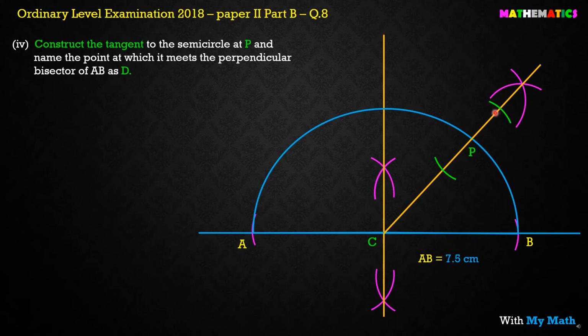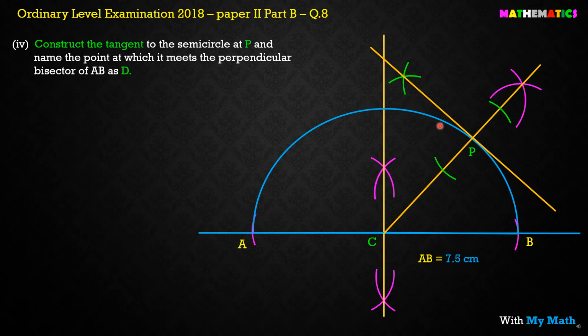Then I put my pair of compasses here and draw these lines. I put here and draw this one, I put here and draw this one. Then I have 2 points, this point and this point P. So I just draw the tangent here. It's very easy, very easy.